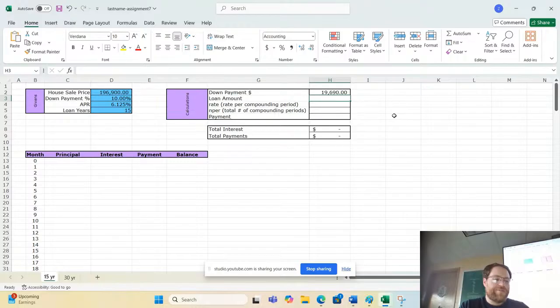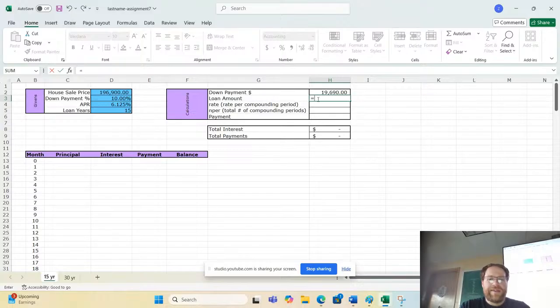In H3 for step three, enter a formula to compute the amount of your loan. That is going to be equal to the house sale price, D2, minus the down payment amount. It's 177,210.